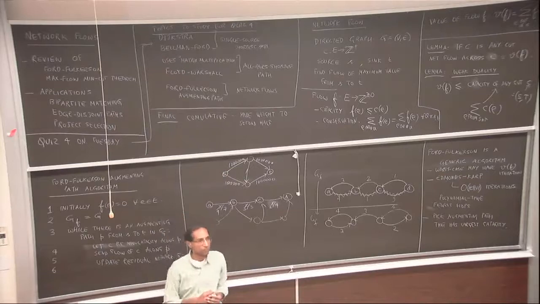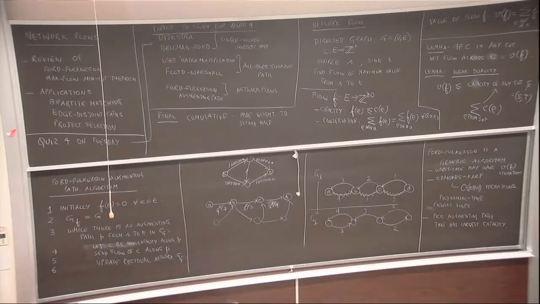Yeah? So let's say we were going to do Edmonds-Karp, would you compute all of the shortest paths prior to the while loop, and then?